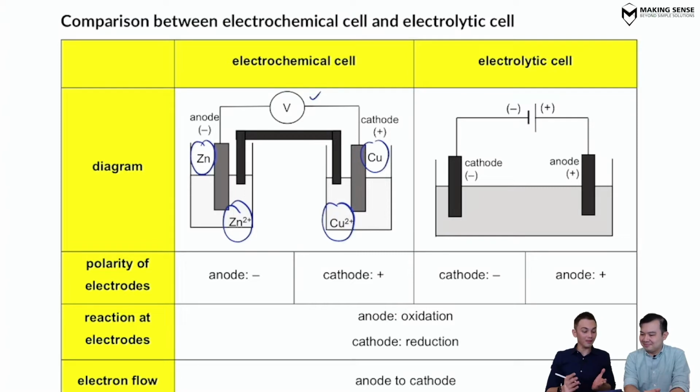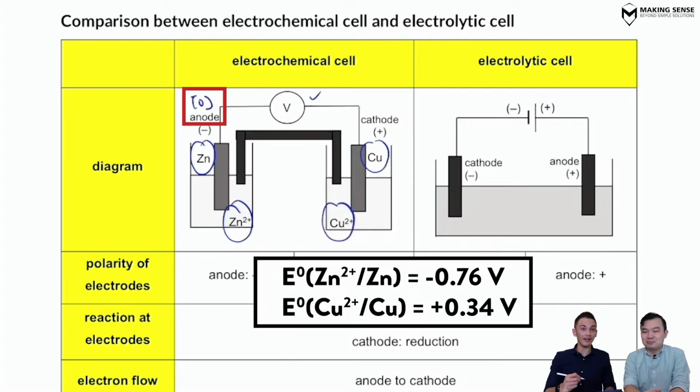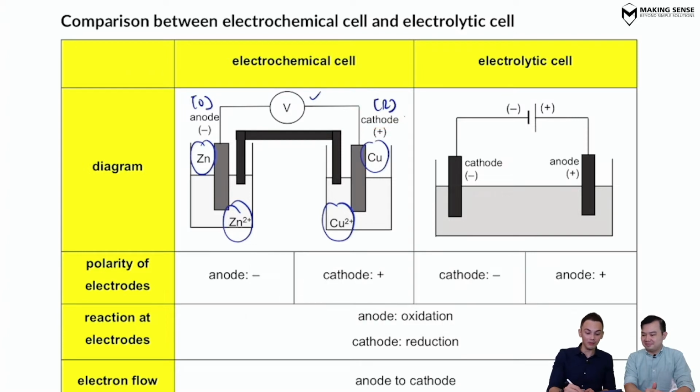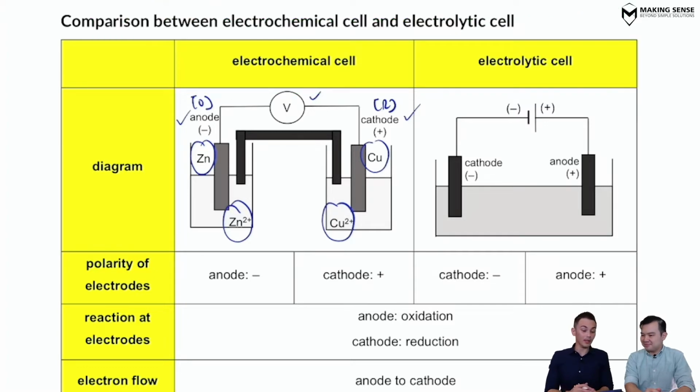If you compare this with the data booklet, you will notice that the zinc 2+ half cell will prefer to undergo oxidation and therefore this will be the anode. On the other side, this will prefer to go through reduction and therefore this will be the cathode. So it's all dependent on who is more positive. More positive should favor reduction and less positive should favor oxidation. That's usually how we kickstart the thought process when it comes to an electrochemical cell.